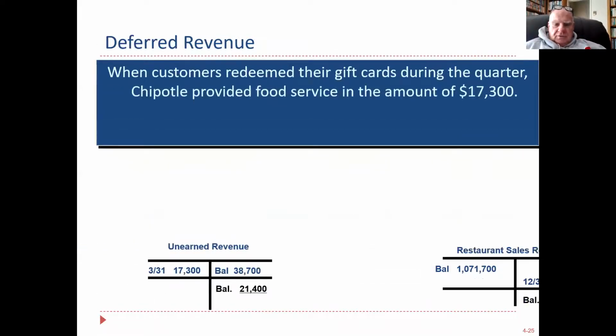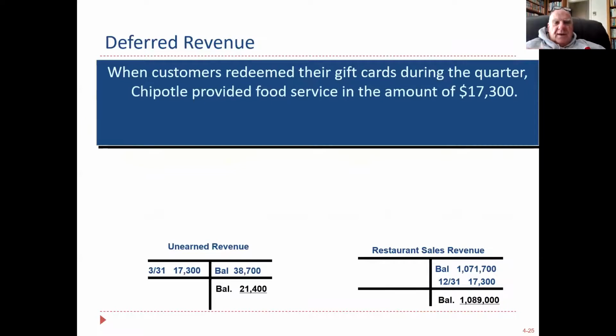Let's look at your journal entry. They had, when customers redeemed during the quarter, they provided service in this amount here, $17,100. So there's your revenue there. And here, they're reducing this beginning balance here. This is your beginning balance, credit balance. They're reducing it by 17.3, 21.4.